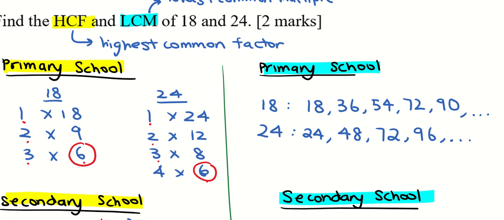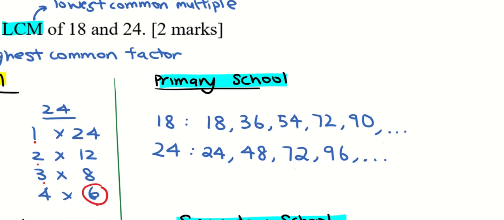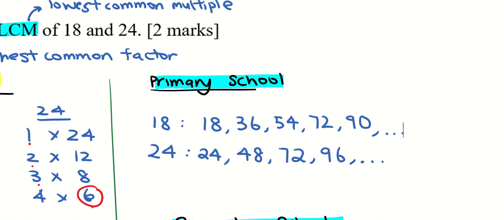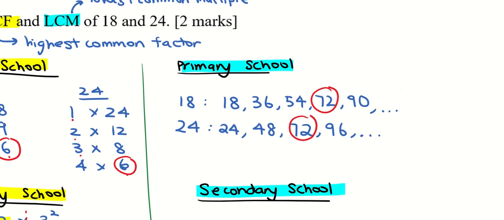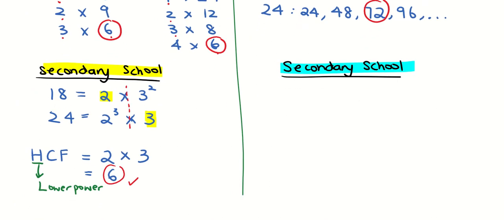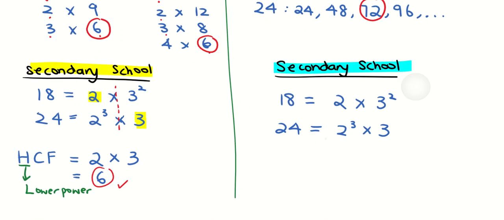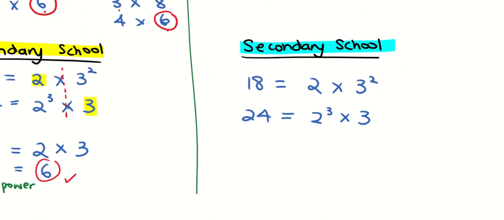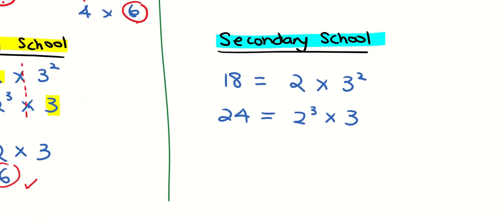Now, find the lowest common multiple, which means which is a multiple that is common. 72, right? Answer is 72. But how about the secondary school method, where we are using prime factorization? Let's rewrite the prime factorization of 18 and 24. After writing the prime factorization of 18 and 24, I also want to use the same HL method.